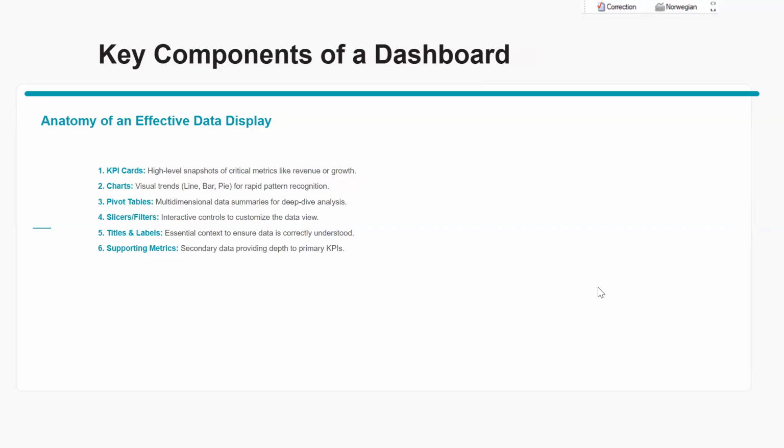Essential context to ensure data is correctly understood. Make sure that you label everything as they should. Anywhere that legend should be, let legend be there. Anywhere that legend should not be, let legend not be there.